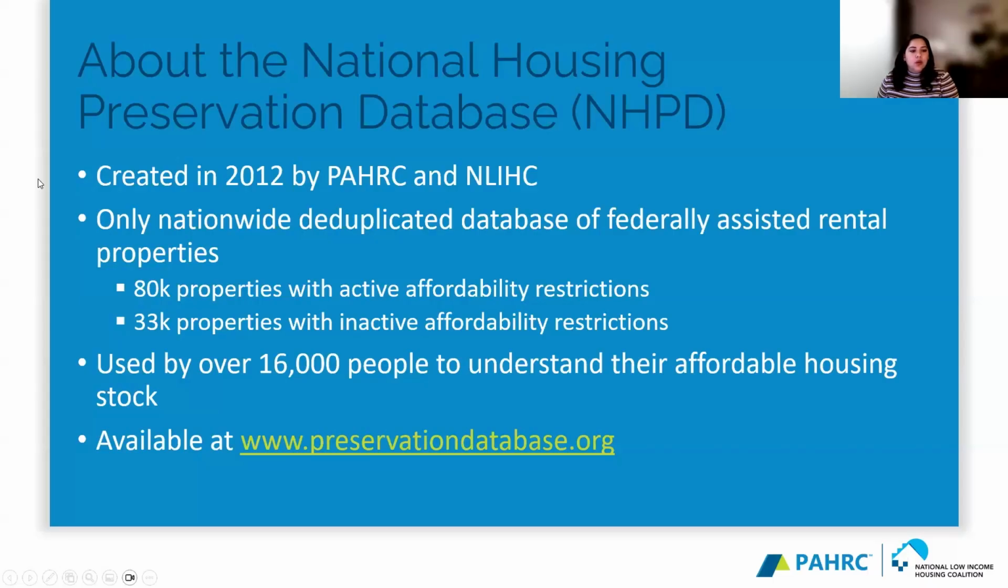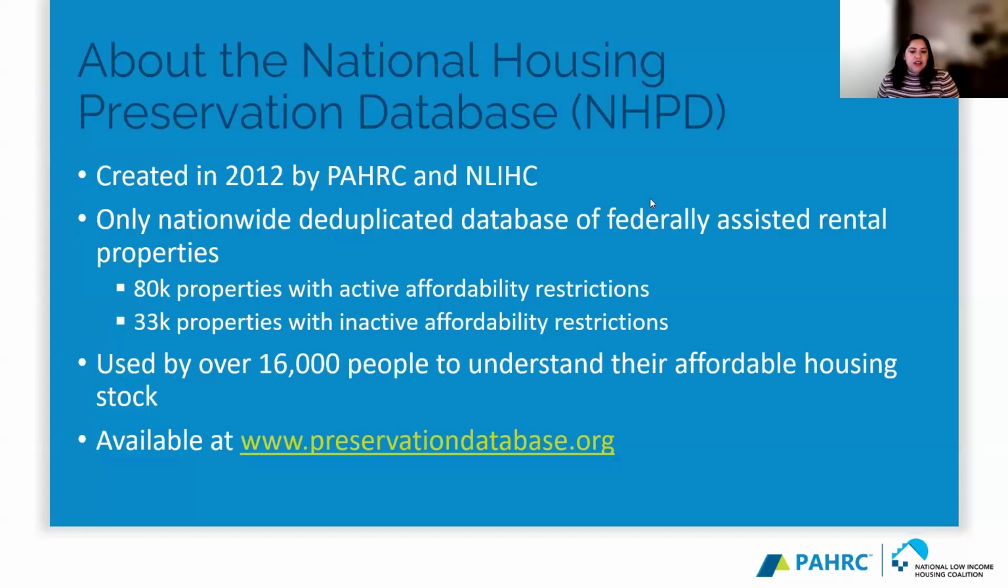The NHPD is the only national deduplicated database of federally subsidized rental properties. The data in the NHPD comes from the U.S. Department of Housing and Urban Development, the U.S. Department of Agriculture, the U.S. Department of Treasury, as well as some state-level data for a few states that have opted in to share.